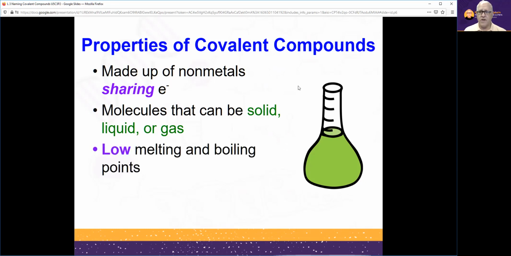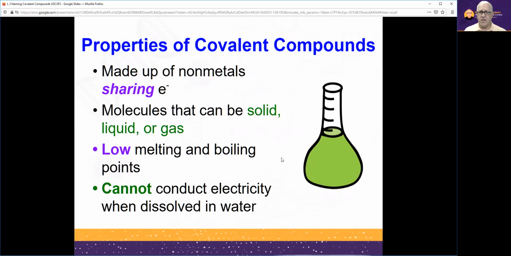Now, covalent compounds typically have low melting and low boiling points. So they don't need a lot of heat to be melting or having boiling points. Now, the other thing about a covalent compound is covalent compounds cannot conduct electricity when they're dissolved in water. So once they get dissolved in water, they can't conduct any electricity.